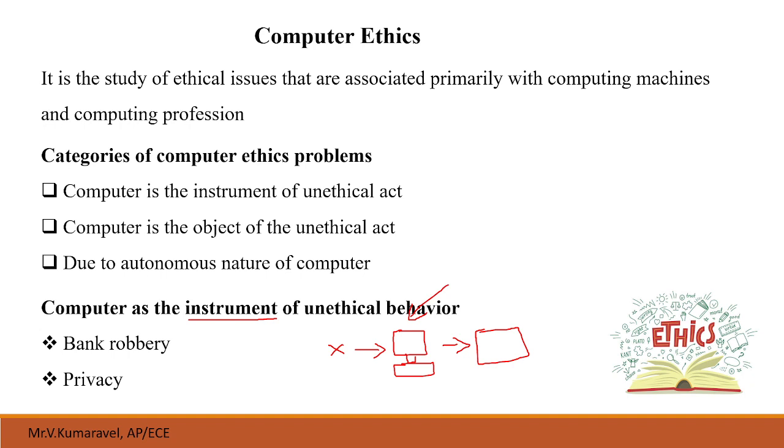Next is privacy. Privacy is nothing but what? It is information, which could be a person's personal information or any other information of a person. The privacy of the data can be taken using a computer.